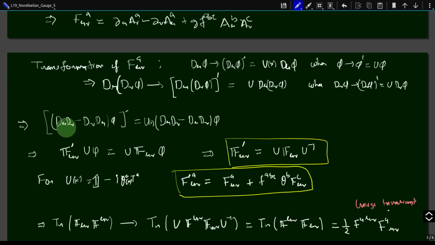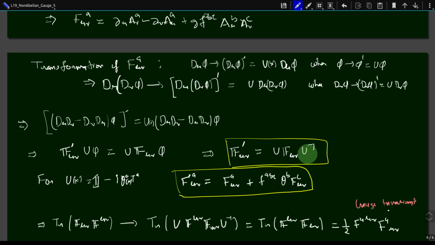So that basically gives me that (D_mu D_nu minus D_nu D_mu) phi transforms to U times (D_mu D_nu minus D_nu D_mu) phi. So up to numerical factors of ig, it is F_mu nu prime, a matrix acting on U phi, because there's a prime over here, so both are prime objects on the left hand side, is nothing but U times F_mu nu phi. That gives me F_mu nu prime is U F_mu nu U inverse. This is how it transforms, and this transforms purely as a vector.